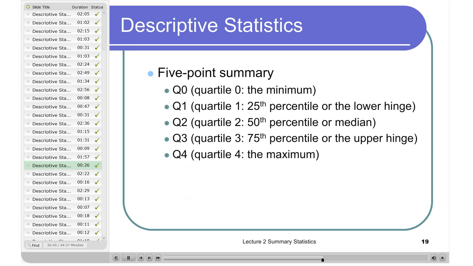We've already talked about quartiles. Q0 is the minimum of the data set. Q1 divides the bottom quarter from the top 3 quarters. Q2 divides the bottom half from the top half. Q3 divides the bottom 3 quarters from the top quarter. And Q4 is the maximum. These 5 numbers provide a pretty good summary of what a data set looks like, and for that reason, these 5 numbers are referred to as a 5-point summary.